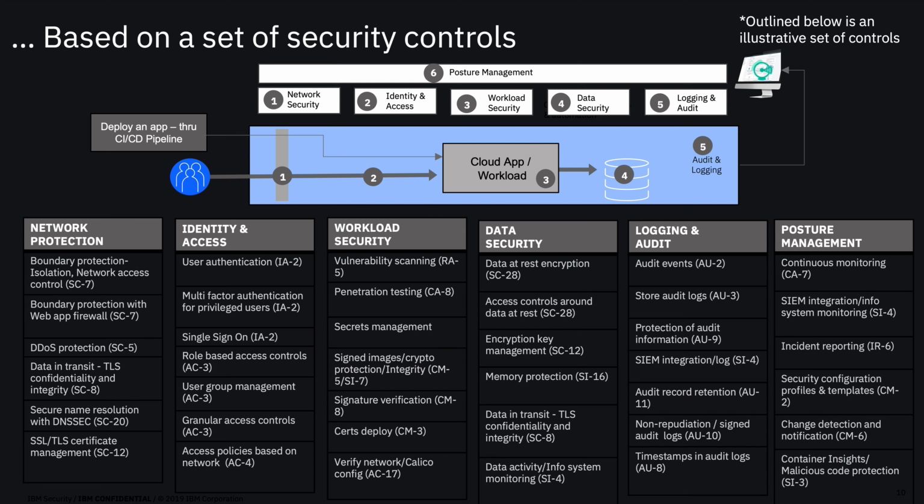There are a few ways we ensure security. One of them is security controls, and security controls are defined by standards like ISO, EU, HIPAA, FISMA, and several other controls like SOC 1, SOC 2, etc. Across multiple security subdomains like network protection, identity and access management, workload security, data security, logging and audit, and posture management, we have multiple security controls and compliance standards. So posture management is a new area that is gaining significance because of multi-cloud.